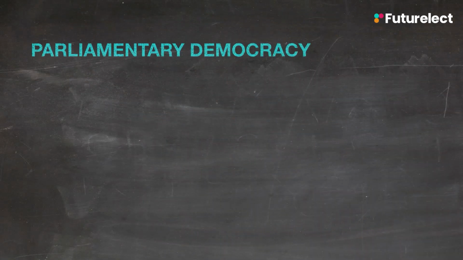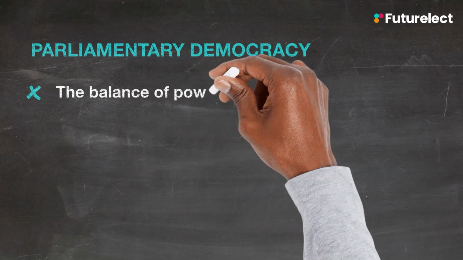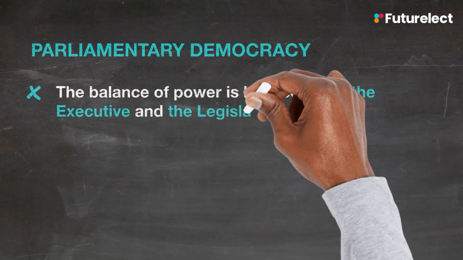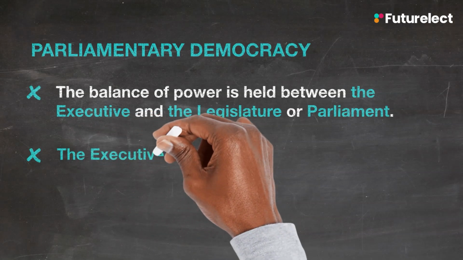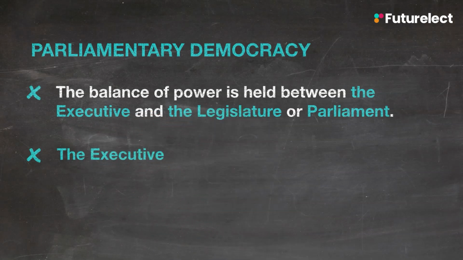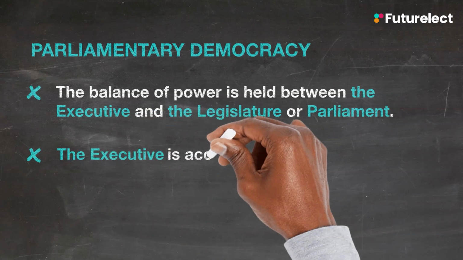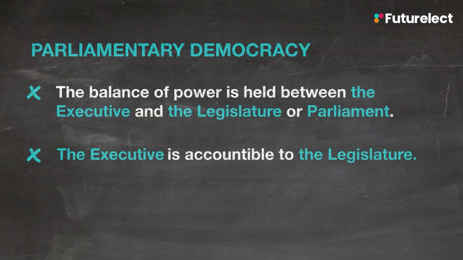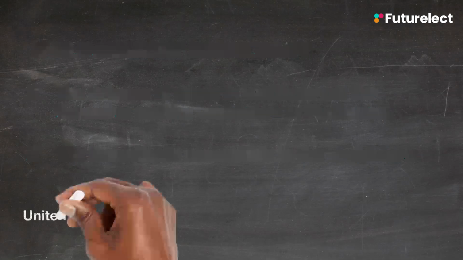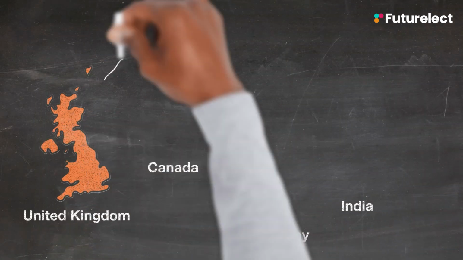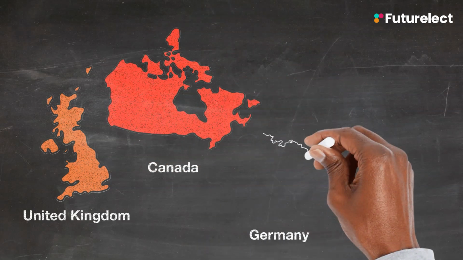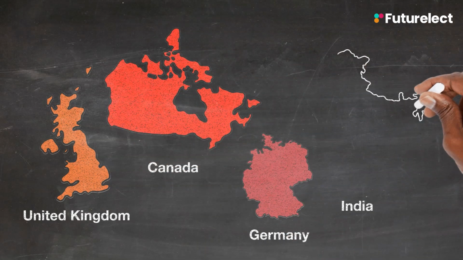Lastly, we have what is called a parliamentary democracy. In this form of government, the balance of power is held between the executive and the legislature, or parliament. In other words, the part of the government that decides how things are run is accountable to the legislature, the part of the government that has the power to write and change and repeal laws. The United Kingdom, Canada, Germany, India, and many other countries operate under this form of democracy.